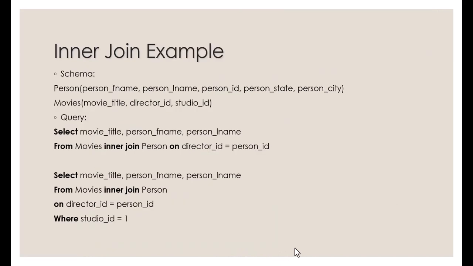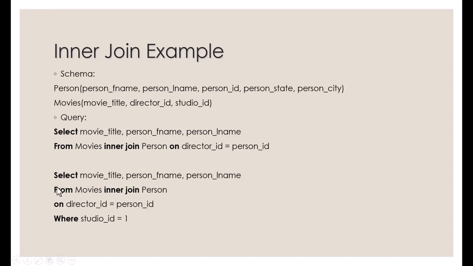Okay, so here's another example of inner join. We have a person table, which has the first and last name, person ID, state and city, and a movie table, which has the title, director ID, and studio ID. The query selects the title of the movie and the first and last name from movies inner join person on director ID is equal to person ID. Inner join means we're only going to be returning the ones where this condition is met, right?